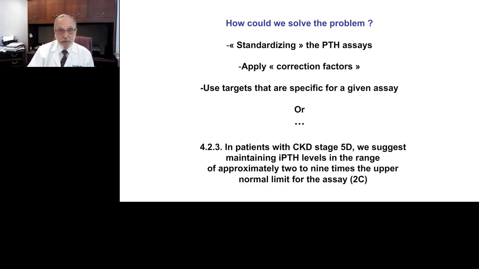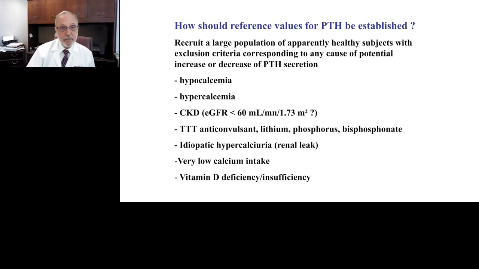And so that's where the KDIGO group came in with this recommendation at the bottom here. It says that we should try and keep it between 2 and 9 times the upper limit of normal for these particular assays, and maybe that would begin to cause some coalescence, and corrections for the various PTH assays would be used. There's another problem with this, though: how good is your reference range if you're multiplying by an upper limit of normal?